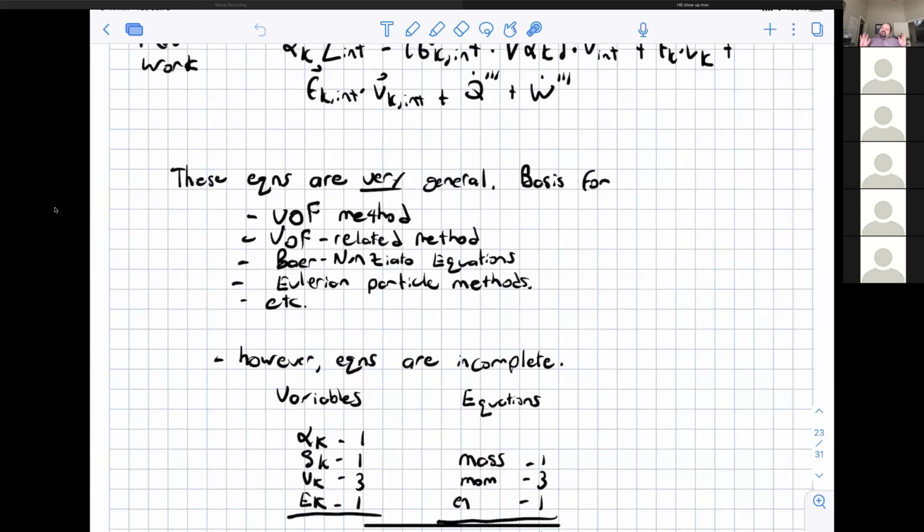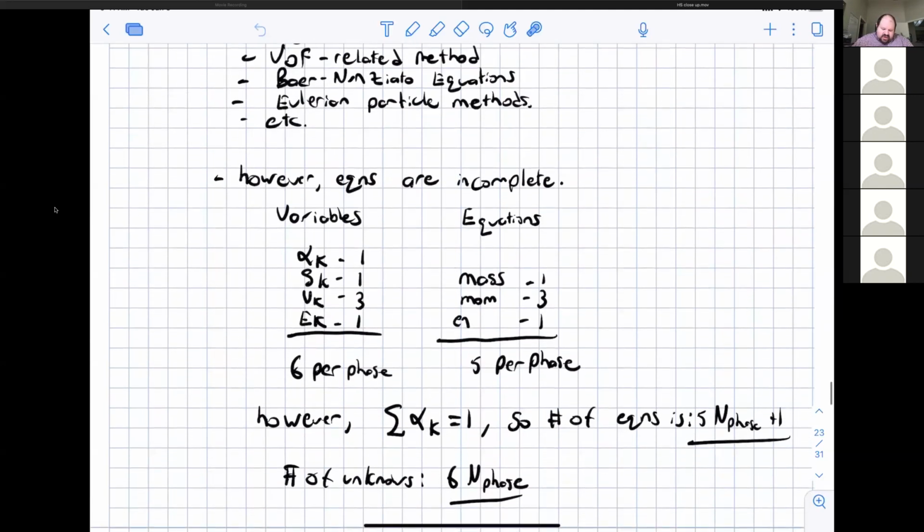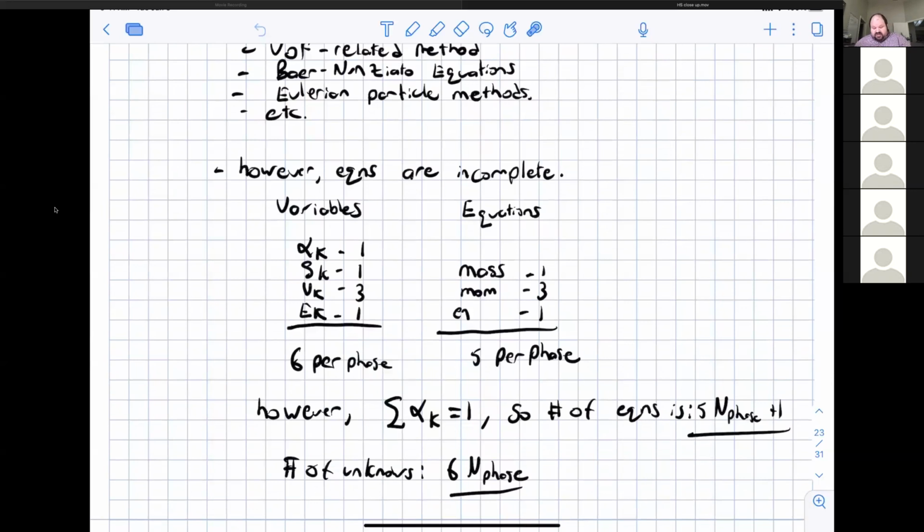Basically these equations work for either. It just depends on the exact models and modeling choices that you make. Now, one thing is that these equations are very general, but they're also incomplete. If you count up the number of unknowns, you have the volume fraction of phase k, the density of phase k, the velocity of phase k, and the total energy for phase k.